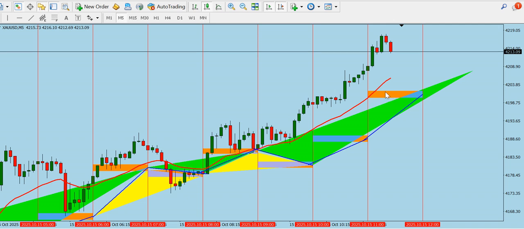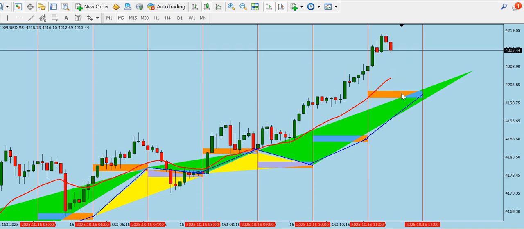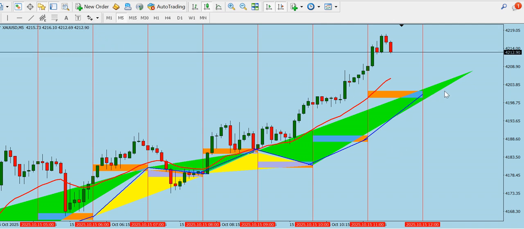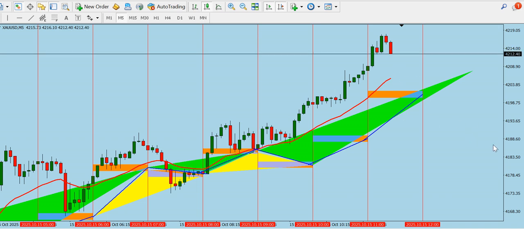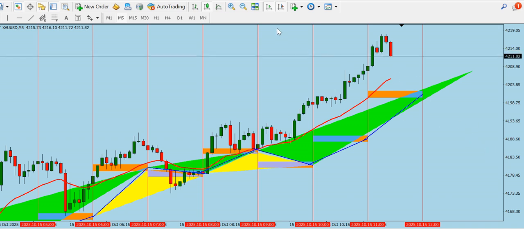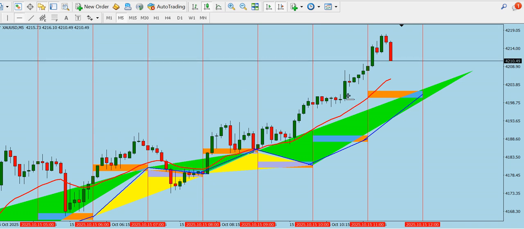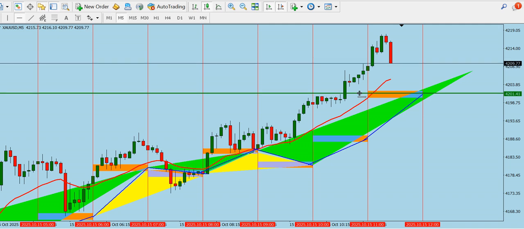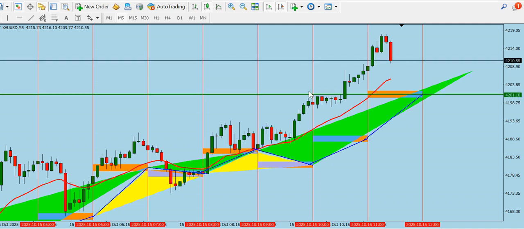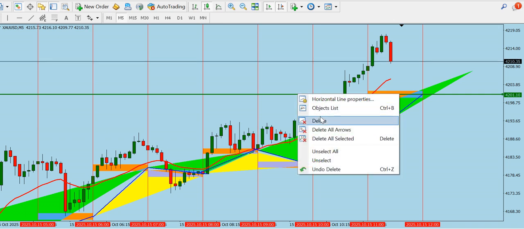Now this is the support. If price tests the closest support and bounces, then we expect price to continue upwards. But if price drops below the support and breaks all the support, we might see the formation of a yellow triangle, which indicates price might likely drop. But for now, as far as mega smash strategy is concerned, the support area is at the 4201 level.